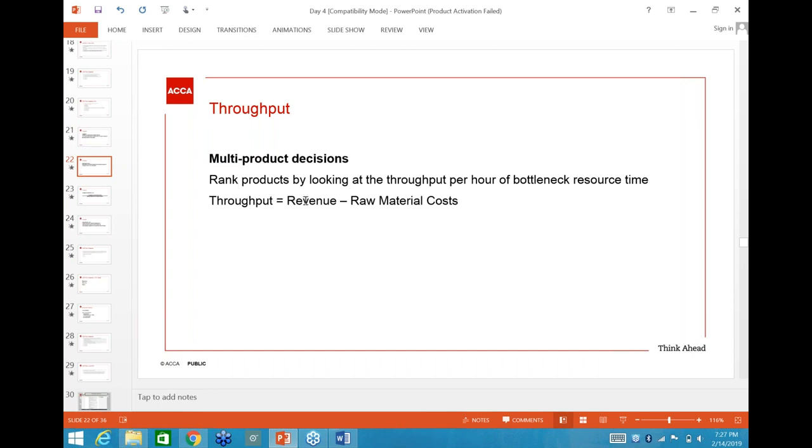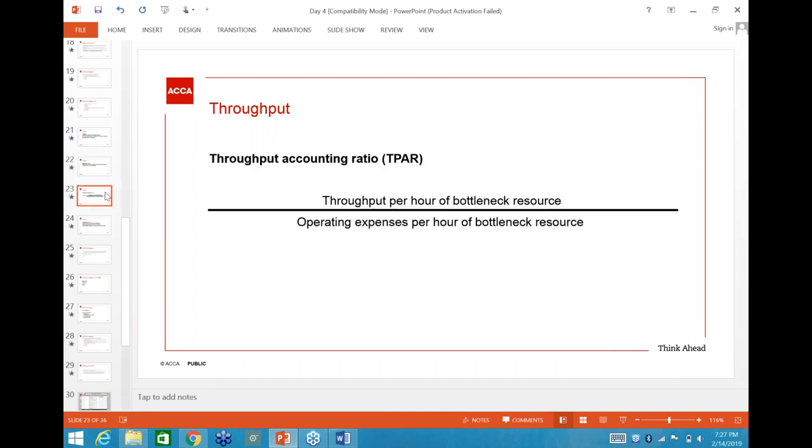So how do you get throughput contribution? Revenue minus raw material cost. Then another famous formula that we use here is the throughput accounting ratio, that is throughput per hour of bottleneck resource, over operating cost, expenses per hour of bottleneck resource. I'll add in another formula. I will say, let's cut the per hour part.